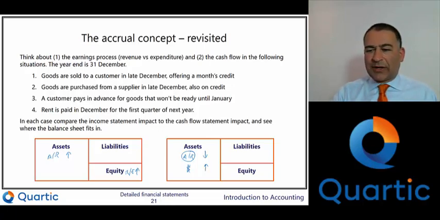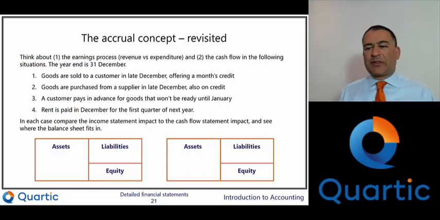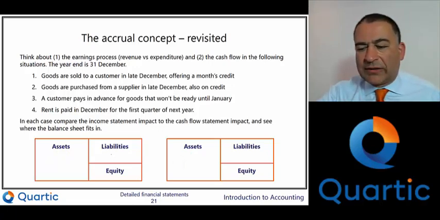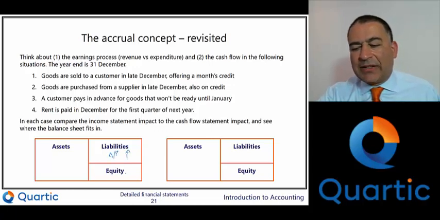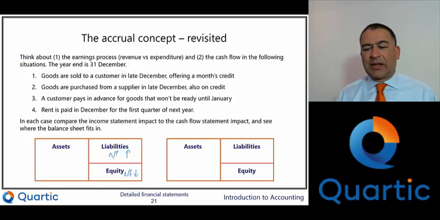Let's do the second transaction. Goods are purchased from a supplier in late December, also on credit. So now we're spending money on something. We're buying goods. This time it's on credit, so accounts payable goes up. And given that it's an expenditure, let's put that in retained earnings going down. So we've spent some money. We've bought something which is going to hit the income statement.